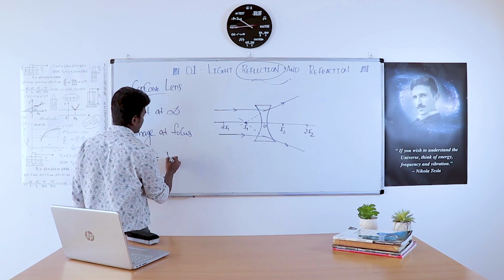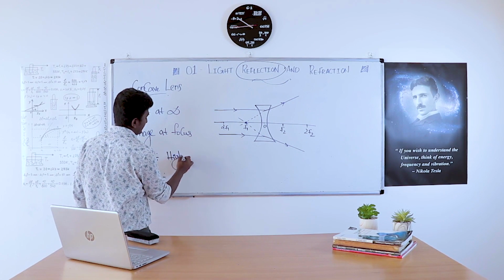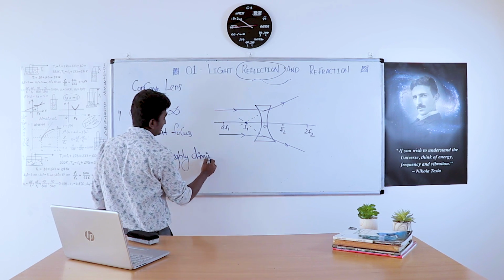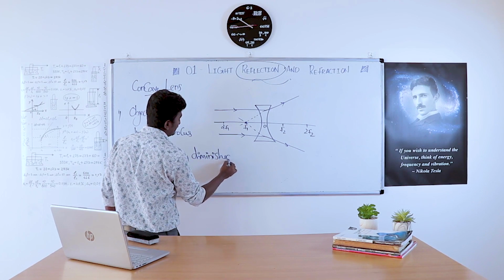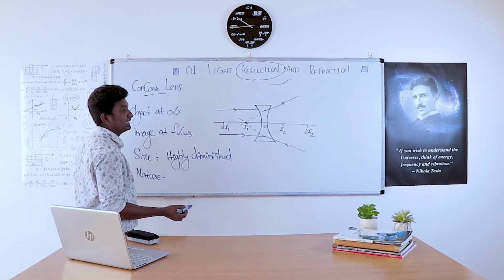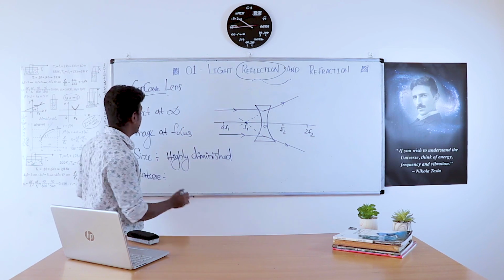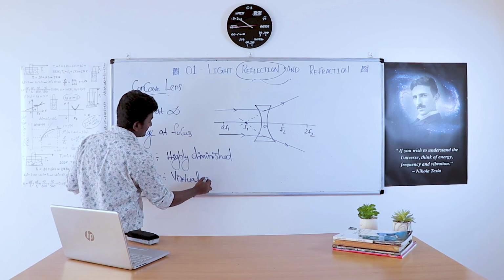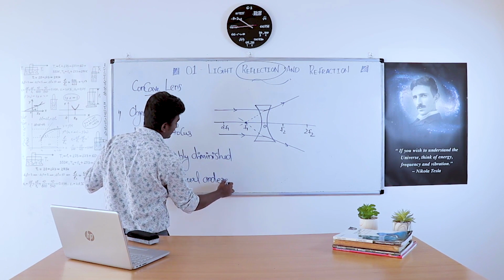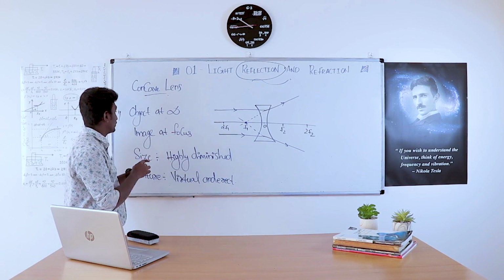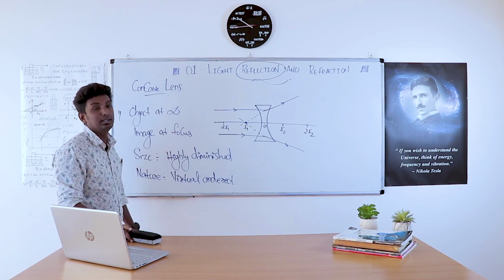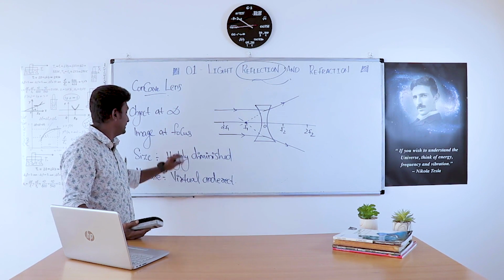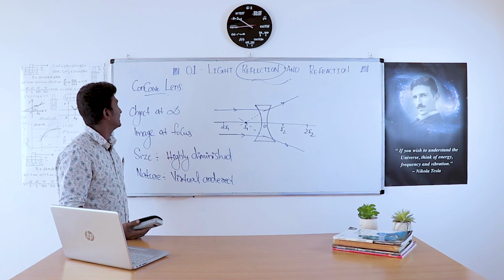So the size is highly diminished or point sized. And the nature is, whenever the image is formed at the same side, then the nature is virtual and erect. This is the first case of concave lens: object at infinity, then the image at focus on the same side of the lens. Size of the image is highly diminished and the nature is virtual and erect.